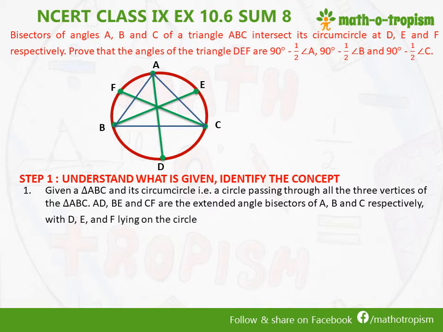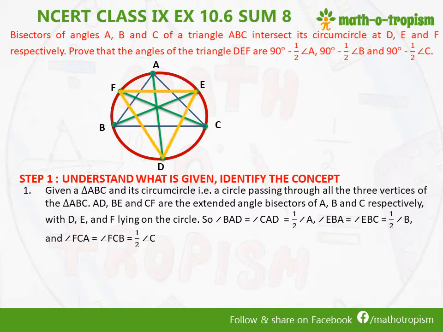When we talk about the angle bisector, we mean that angle BAD and angle DAC both will be equal to half of angle A. Similarly, angle ABE and angle EBC both will be half of angle B. And similarly, angle ACF and angle FCB both will be equal to half of angle C.